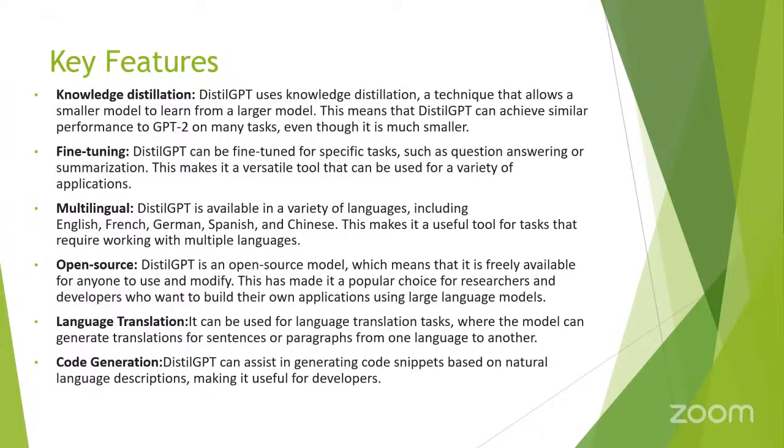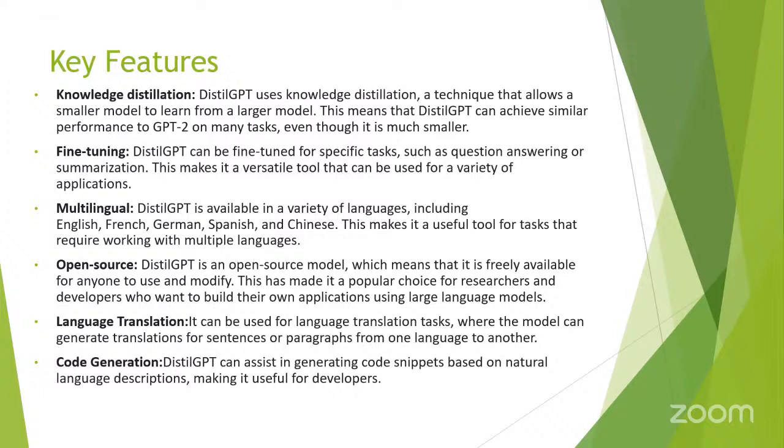Then we'll have fine-tuning. DistilGPT-2 can be fine-tuned for specific tasks. If we want to use it for question answering, summarization, text to image, image to text, or various other tasks, we can use fine-tuning techniques. This makes it a versatile tool that can be used for a variety of applications.